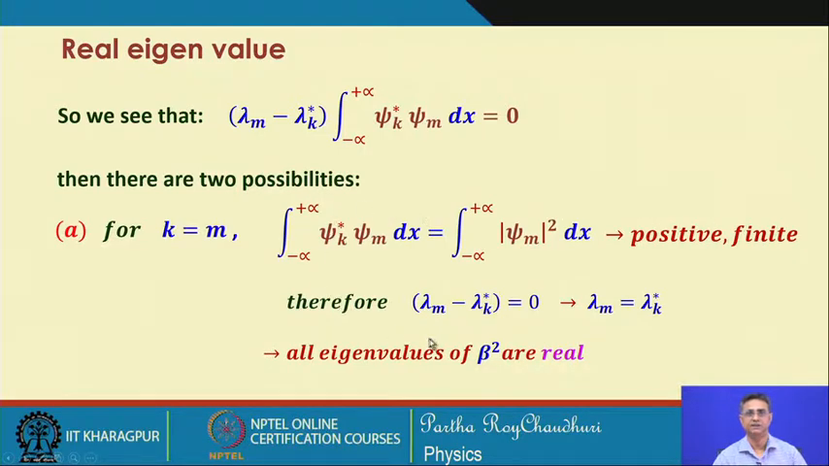In that case, lambda m minus lambda k star, the difference of the eigenvalues, is 0, which immediately tells you that lambda m is equal to lambda k star. That means for the modes, all eigenvalues, that is the beta square, which was represented by lambda m and lambda k, are real. This is a very important consequence of this understanding.